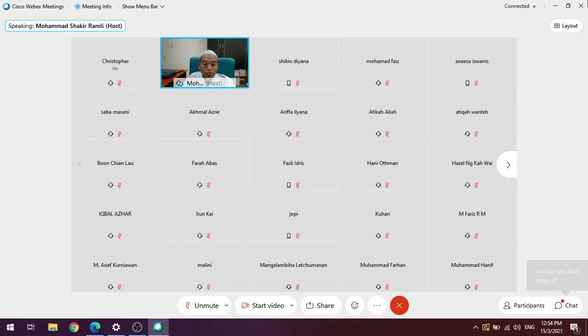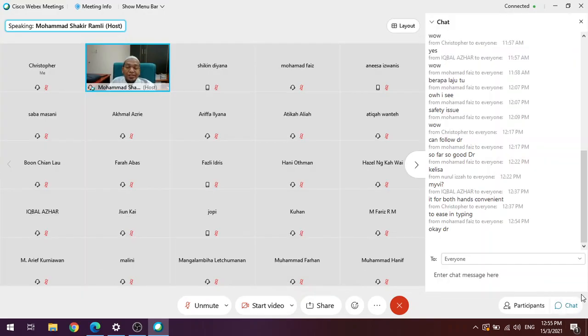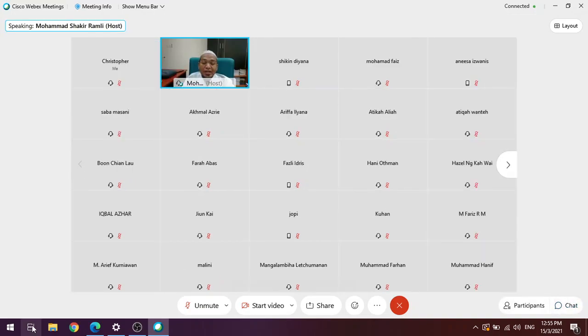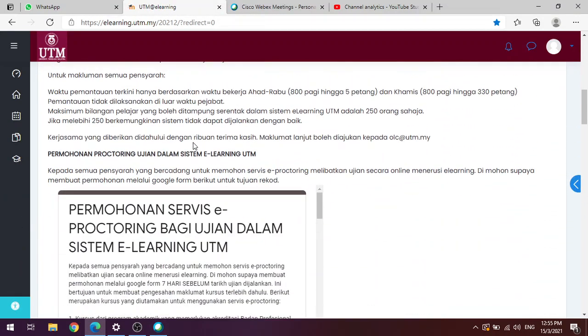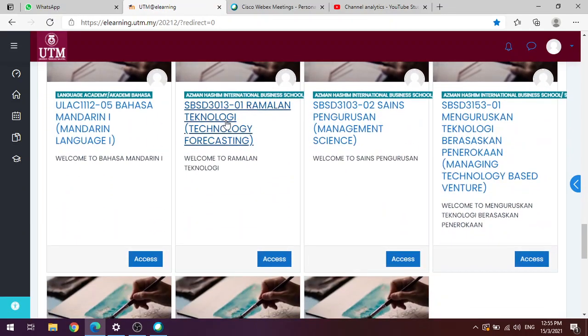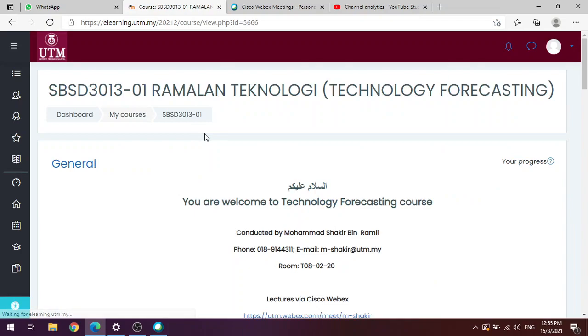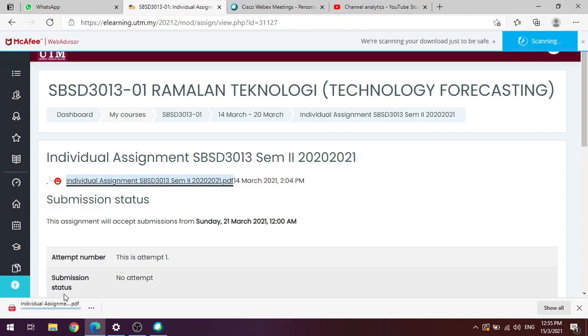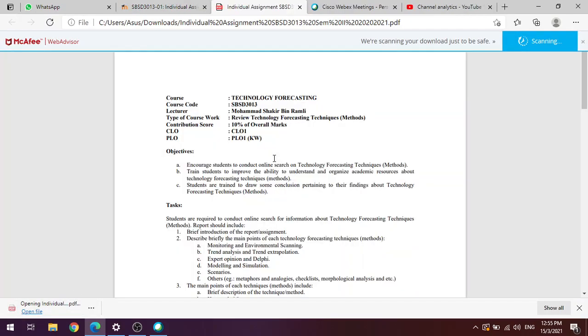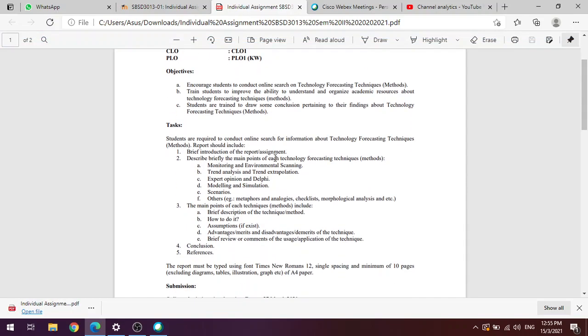You have to refer to e-learning and start reading the assignment, the individual assignment. I have already uploaded the instruction for assignment number 1, which is your individual assignment. This individual assignment is supposed to be completed and submitted within 2 weeks, by 27 March. Download or read the instruction of assignment number 1.